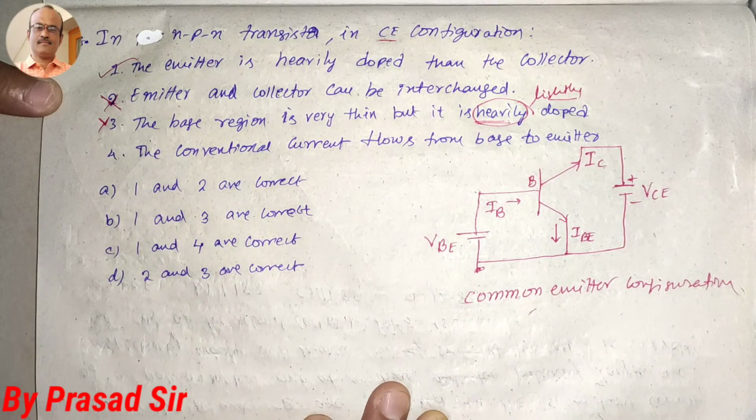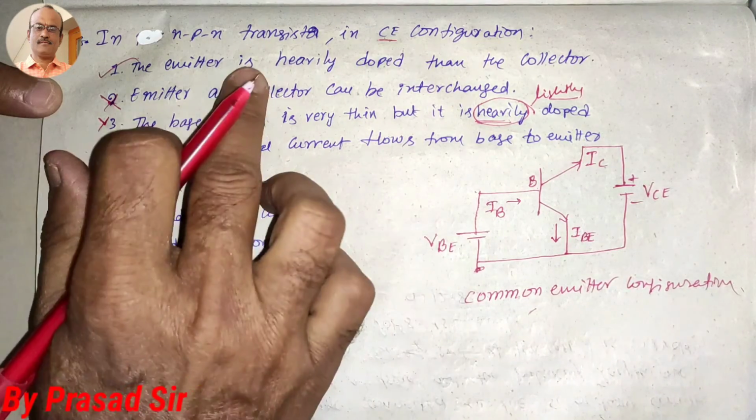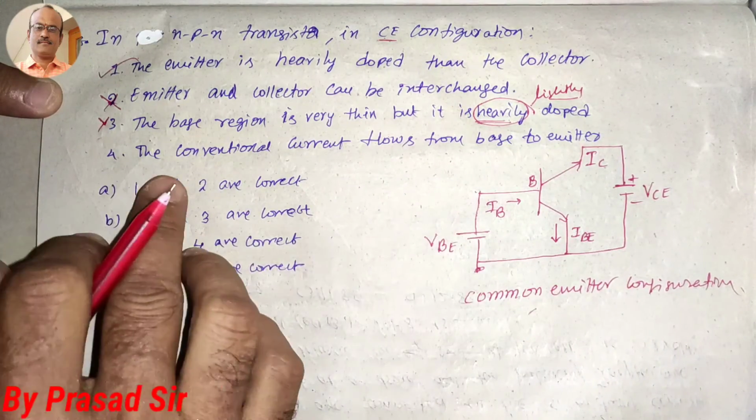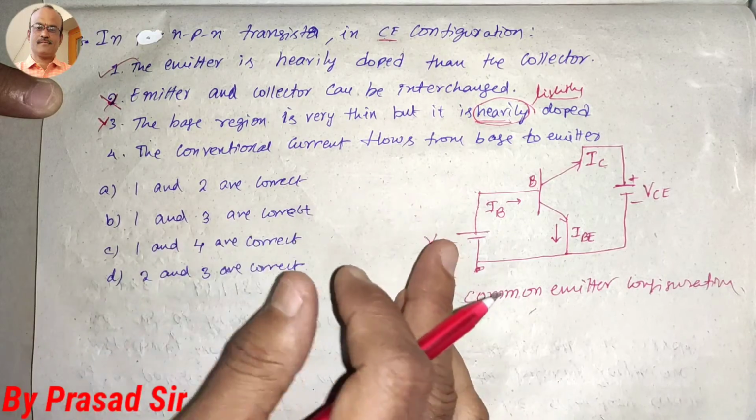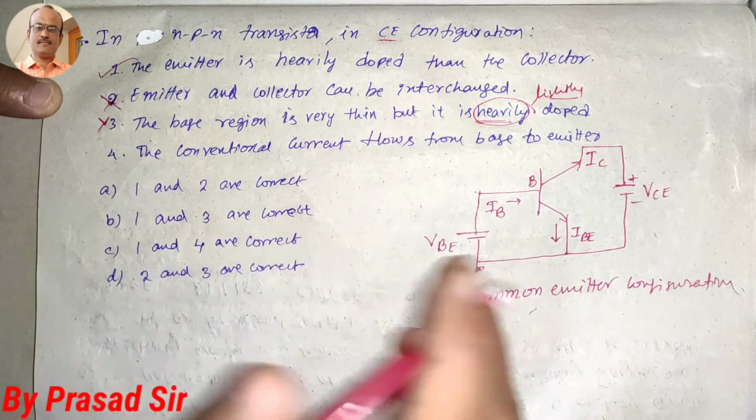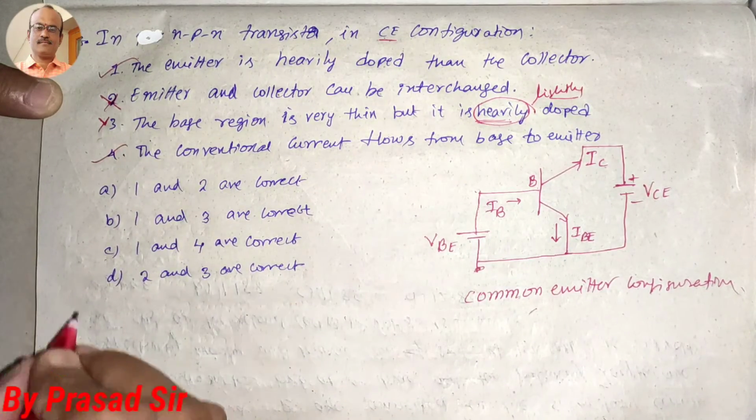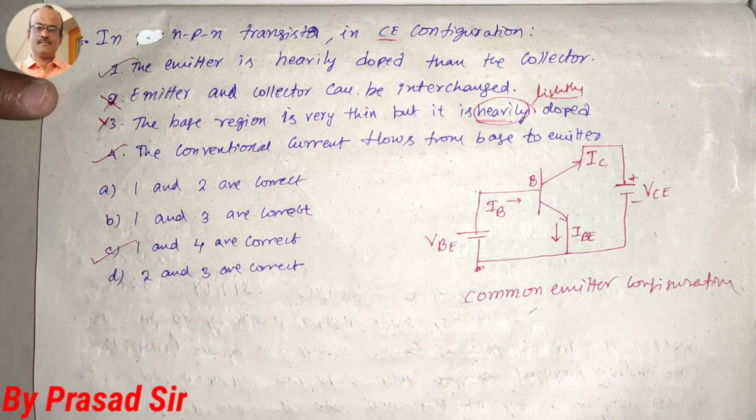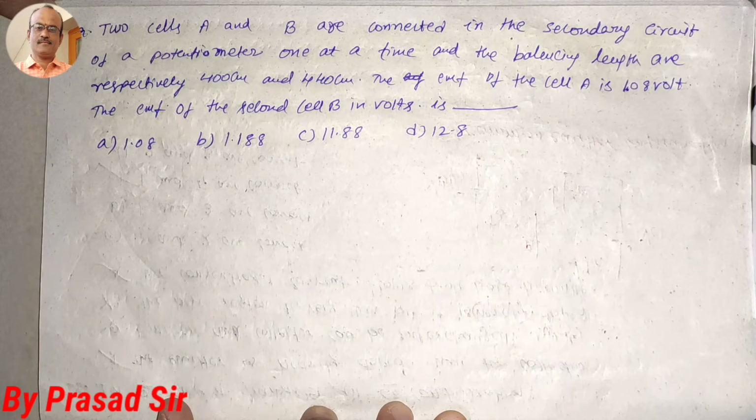Next 4, the conventional current flows from base to emitter. It is common emitter configuration. The emitter is heavily doped, so the conventional current, which is positive, must be moving from base to the emitter. That is correct. So which option is correct here? 1 and 4 are correct. Option C is correct.